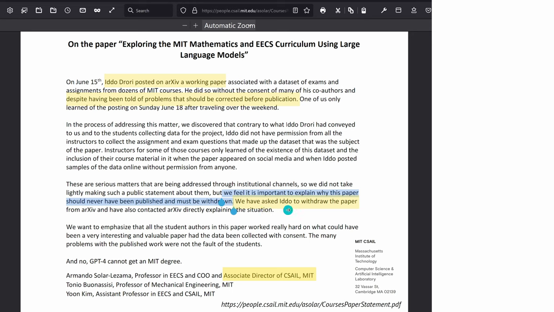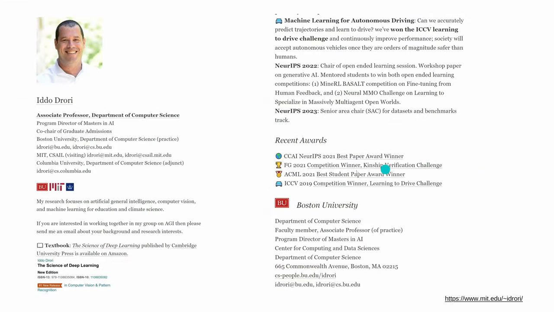We have asked Iddo Drori to withdraw the paper. So if you read this, you understand exactly between the colleagues, the professors of MIT, that this is a very clear note. And I think what I appreciated in this communication, look at this: we want to emphasize that all of the student authors in this paper worked really hard on what could have been a very interesting and valuable data. The many problems with the published work were not the fault of the students. And I think this is excellent, but this leaves us exactly with one professor in charge, responsible for this MIT publication that has been officially now withdrawn by MIT deputy directors.